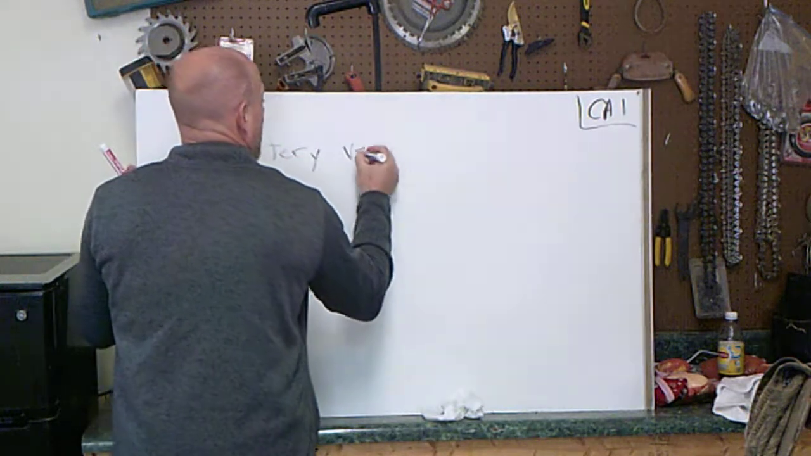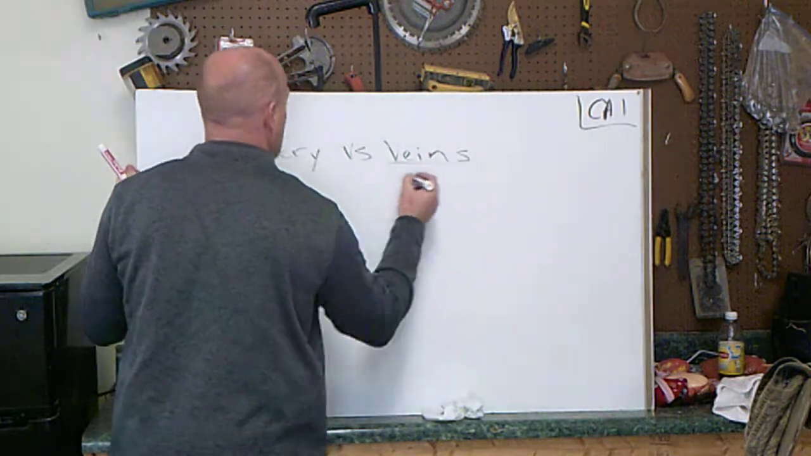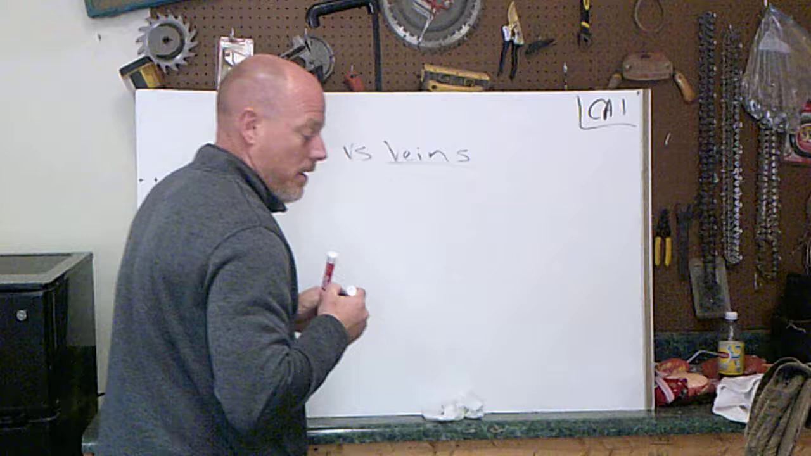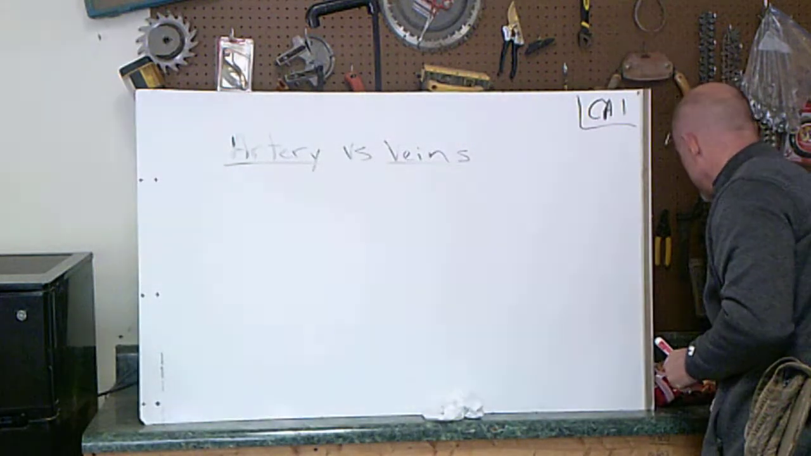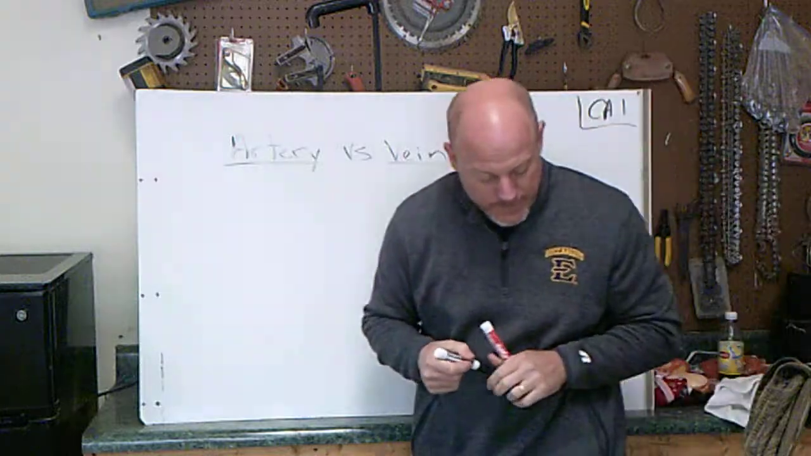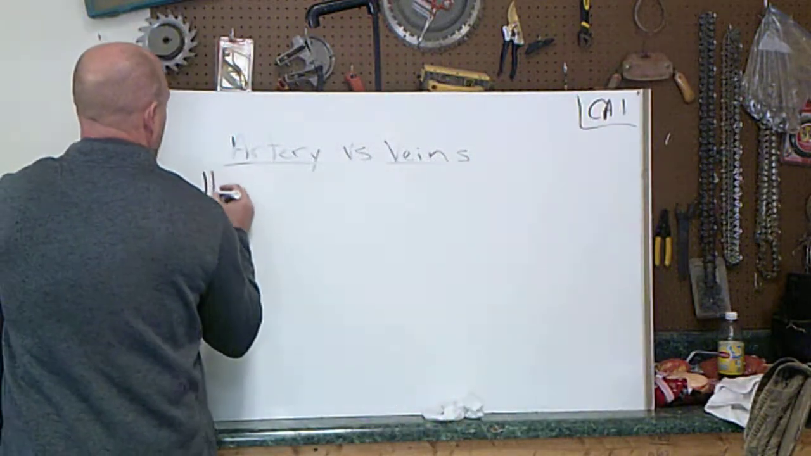We have an artery and we have a vein. There's some major differences that you're going to have to know between these two, and those are pretty interesting differences. Let's go to the first difference between arteries and veins. Arteries typically are going to handle the high pressure.